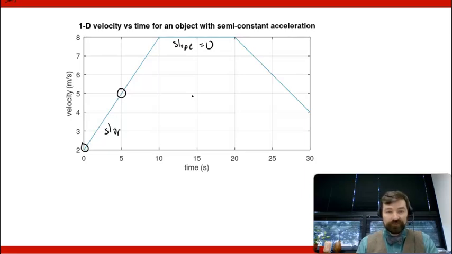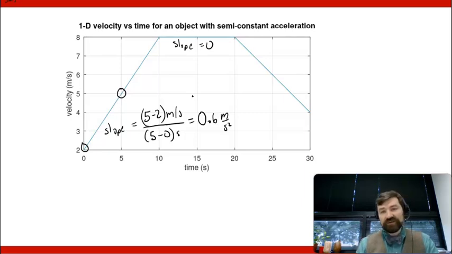Slope right here is equal to 5 minus 2, that's in meters per second, divided by 5 minus 0, and that's in seconds. Where am I getting these from? Well, this velocity is 5, the time is 5. This velocity is 2, the time is 0. So 5 minus 2, rise, divided by run, 5 minus 0. And that comes out to 3 over 5, which is 0.6 meters per second squared.